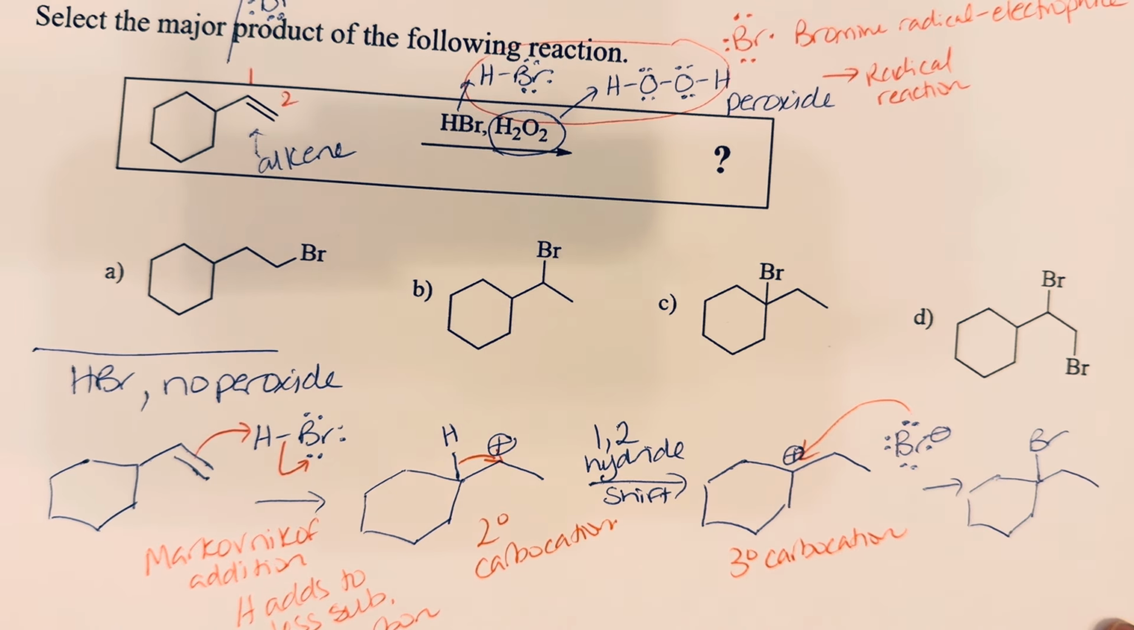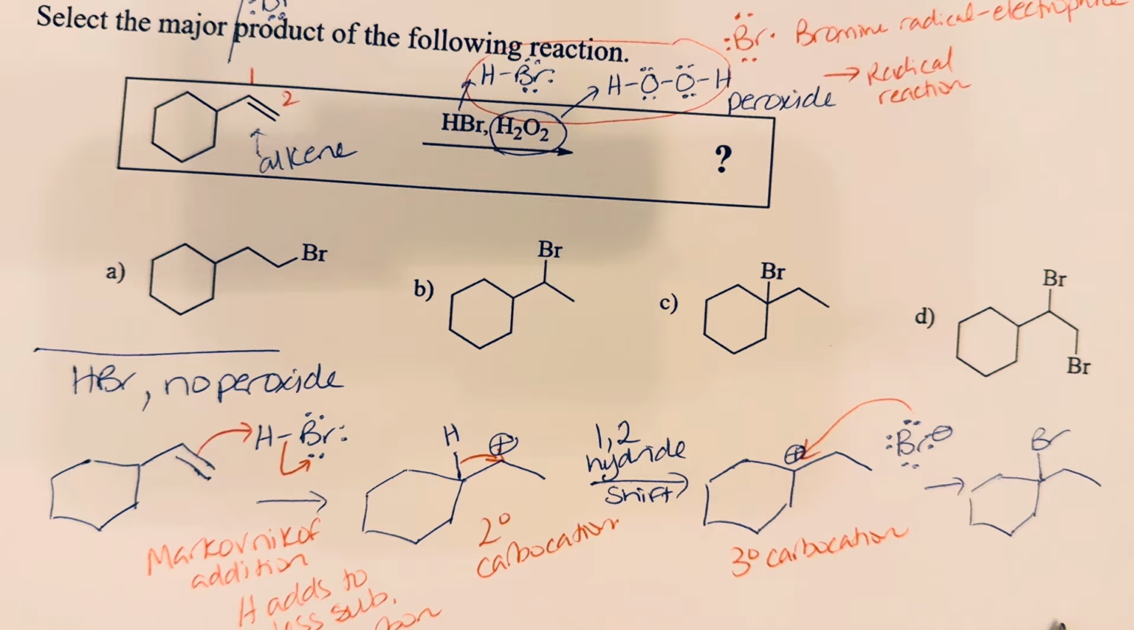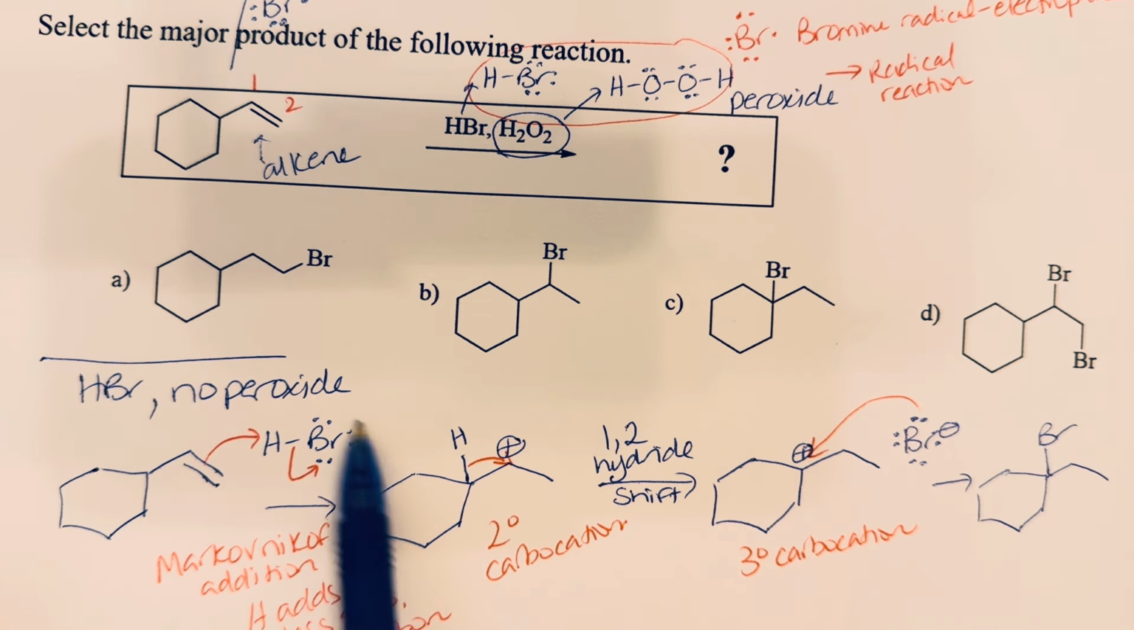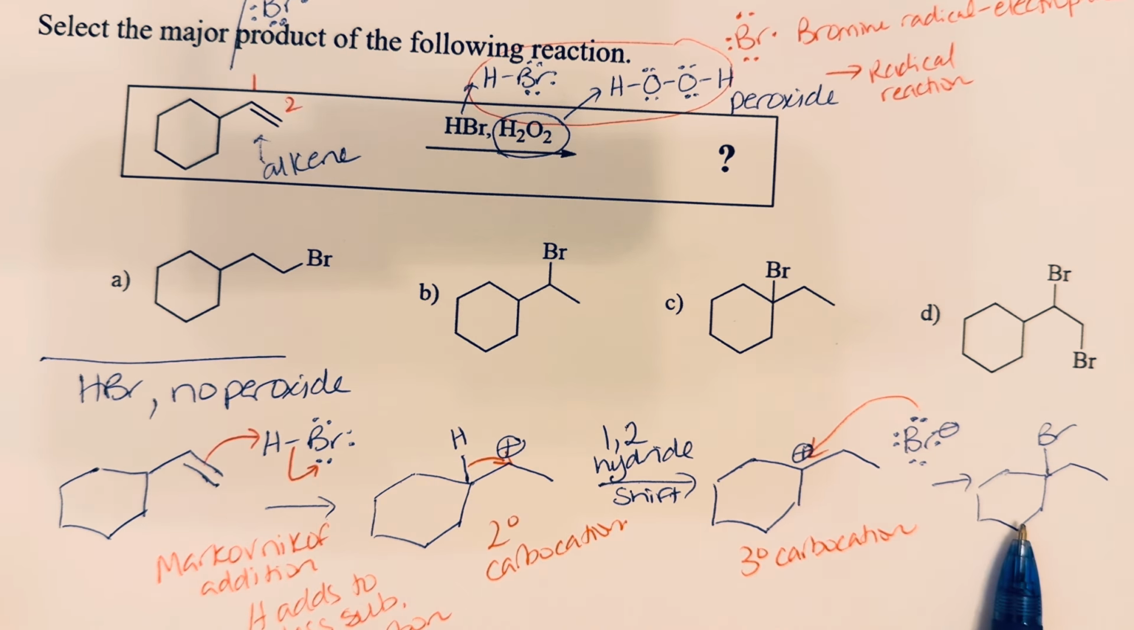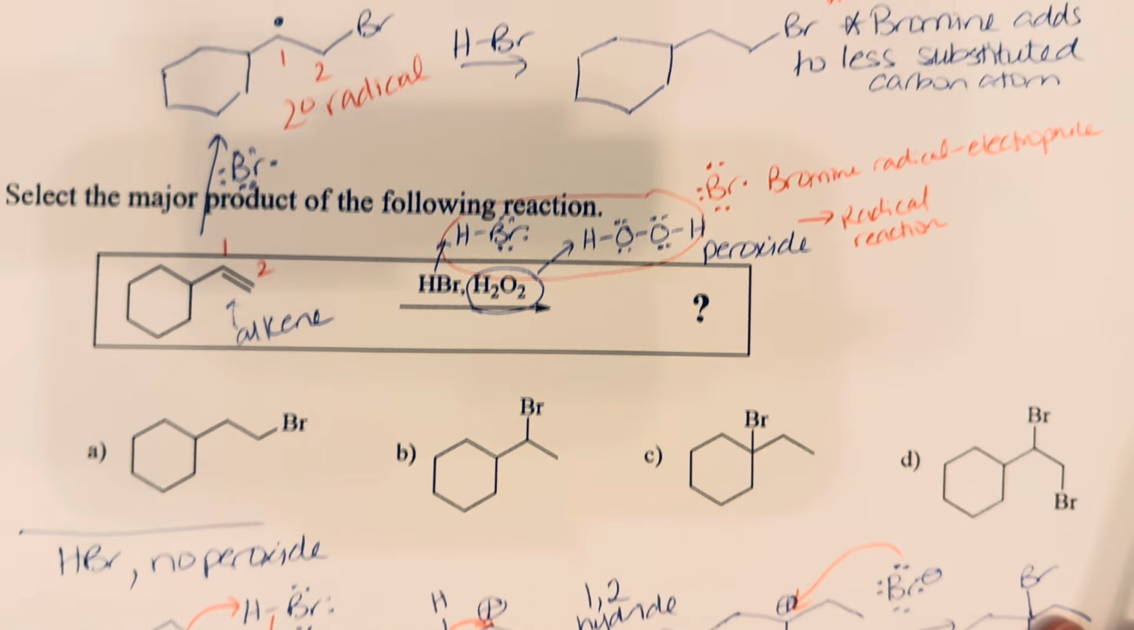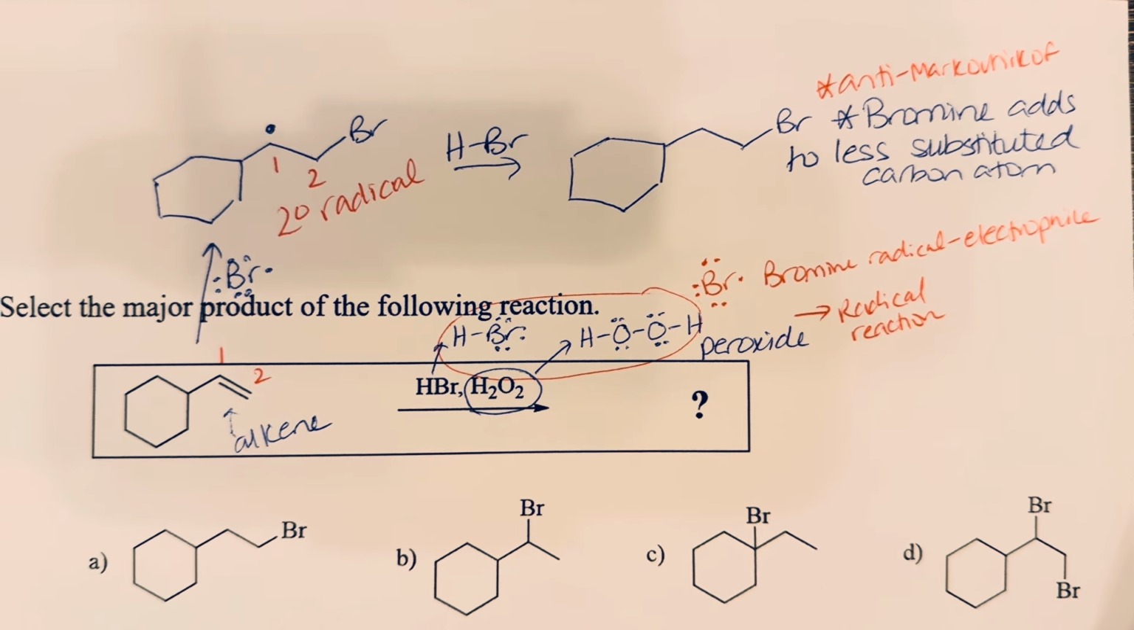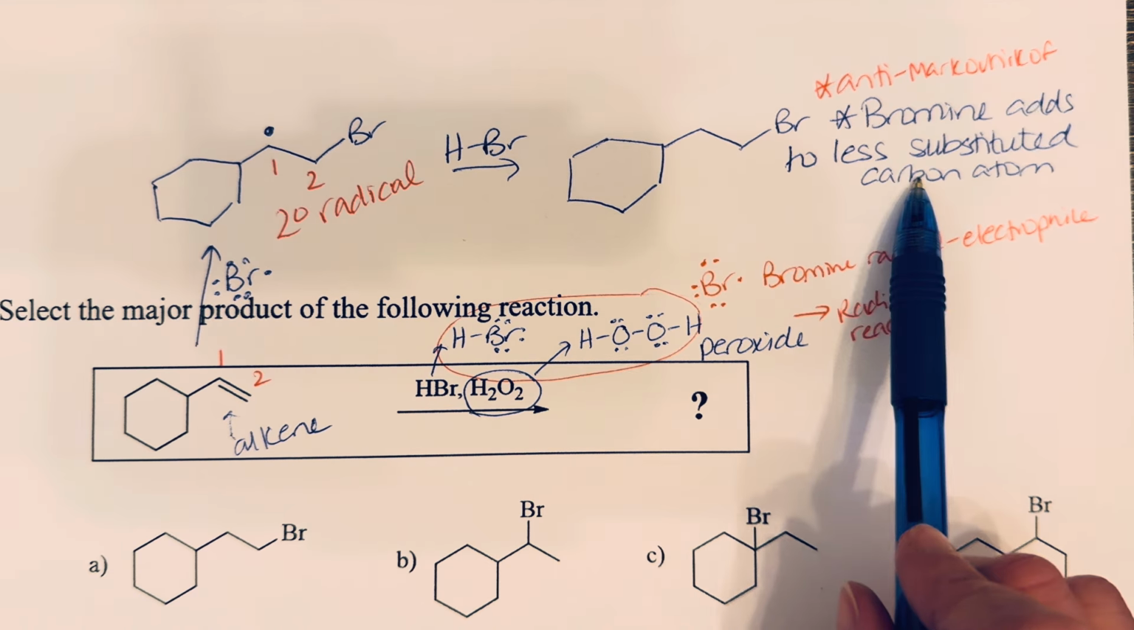So what we can see here is a direct comparison of the reaction in the absence of peroxide. We would see our normal Markovnikov addition. And in the presence of peroxide, we would see the anti-Markovnikov addition.